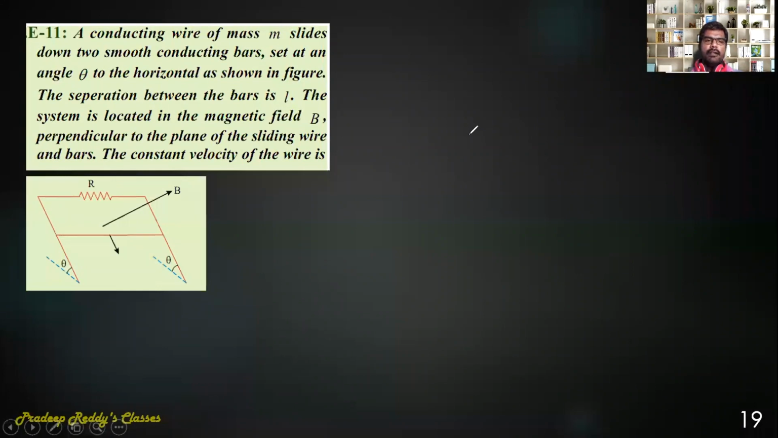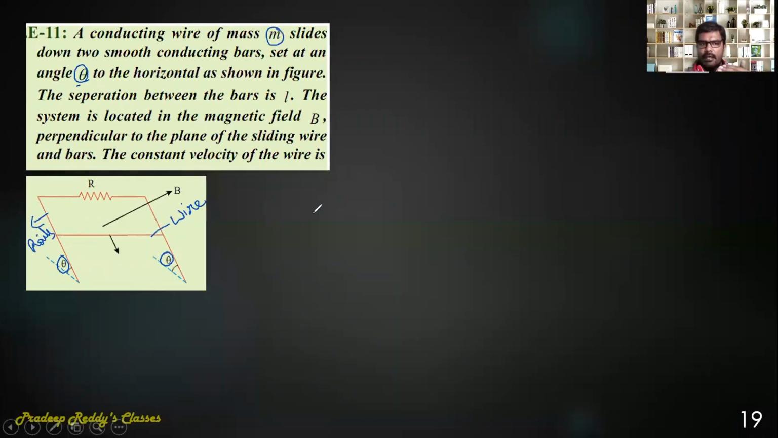A conducting wire of mass m slides down two smooth conducting bars set at an angle theta to the horizontal. This is angle theta, and this is the wire. This wire is sliding down on these rails.